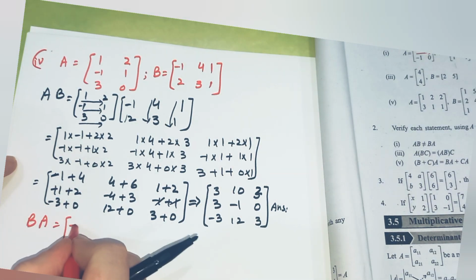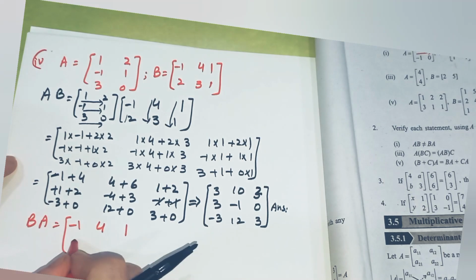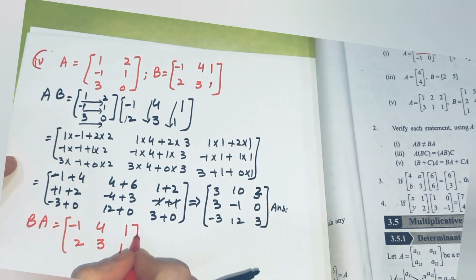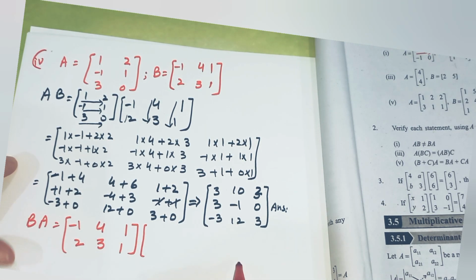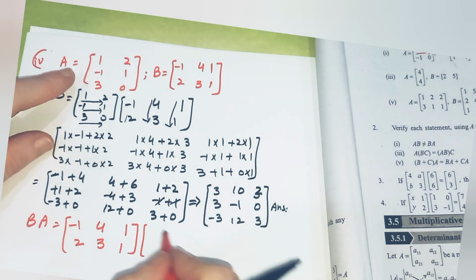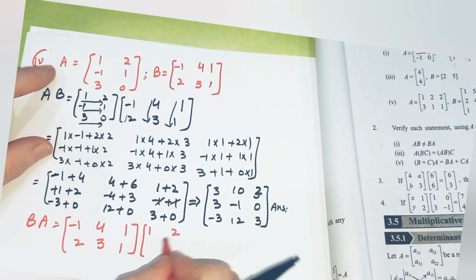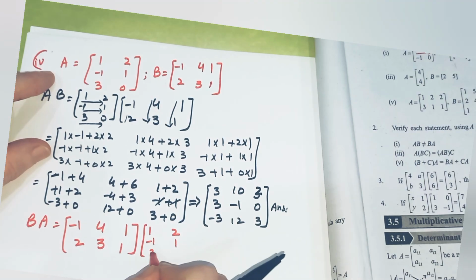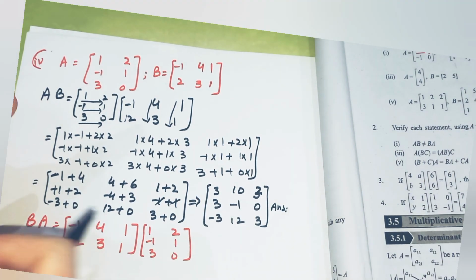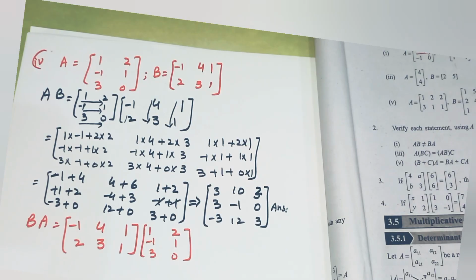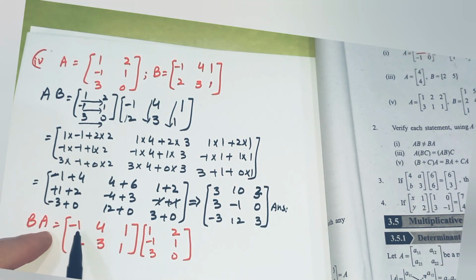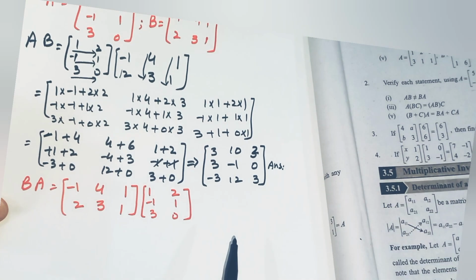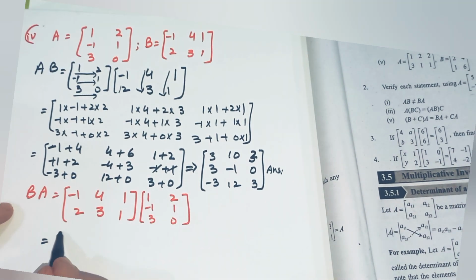B matrix is minus 1, 4, 1, 2, 3, 1. All right, 1, 2, minus 1, 1, 3, 0. As you see here, dear students, there are three numbers in the first row and three numbers in the first column. So multiplication is possible. So we multiply the values.